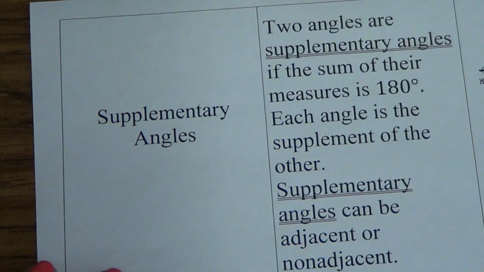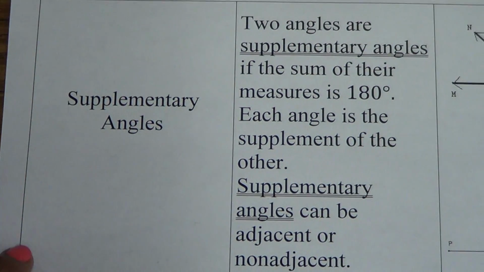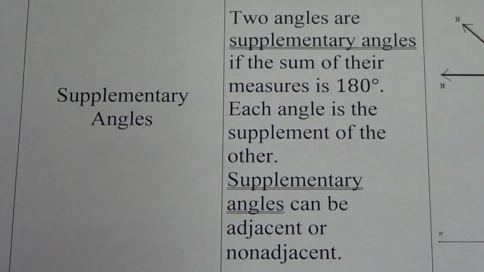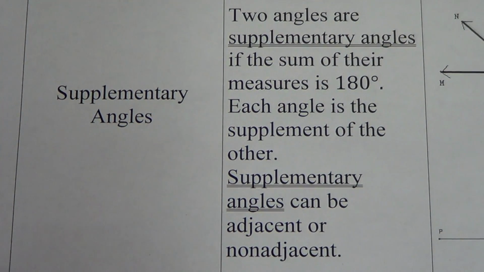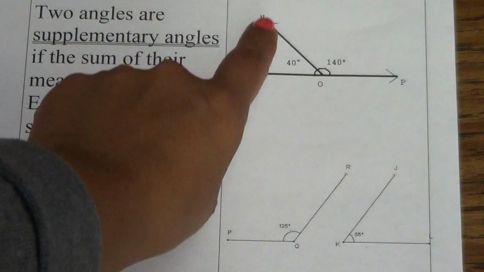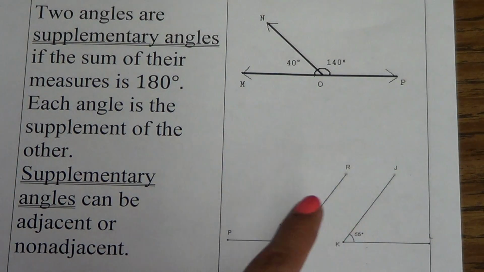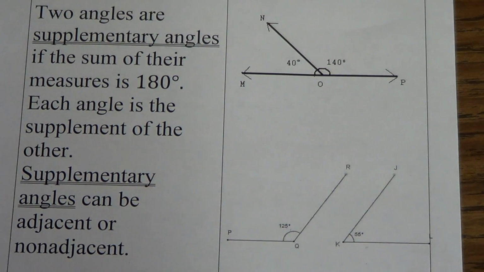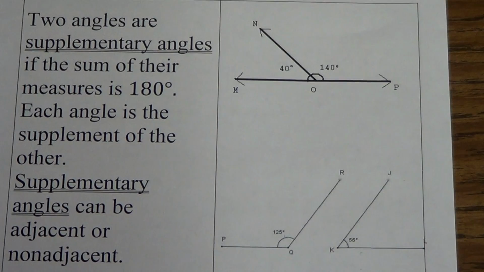Our last word we have here is supplementary angles. Two angles are supplementary angles if the sum of their measures is 180 degrees. Each angle is the supplement of the other. Supplementary angles can be adjacent or non-adjacent. Now, a lot of people confuse a linear pair and supplementary angles. The difference is, with a linear pair, they have to be adjacent. With supplementary angles, they do not have to be adjacent. They don't have to be stuck to each other. So that's the difference between something being a linear pair and something being supplementary.